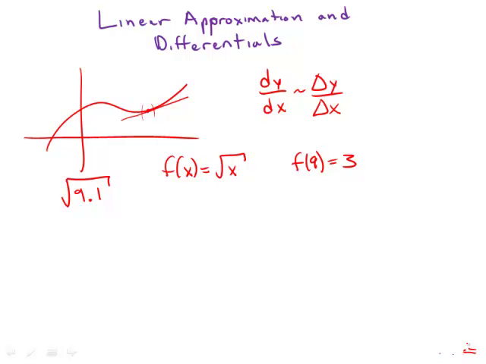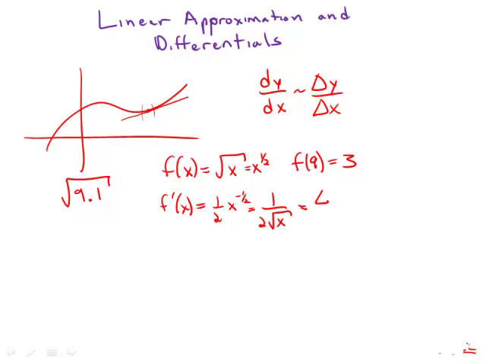Well, let's take the derivative of this function. f prime of x equals, well, square root of x we can think of as x to the 1/2. So the derivative of that is 1/2 x to the negative 1/2. I'll simplify that as 1 over 2 square root of x.